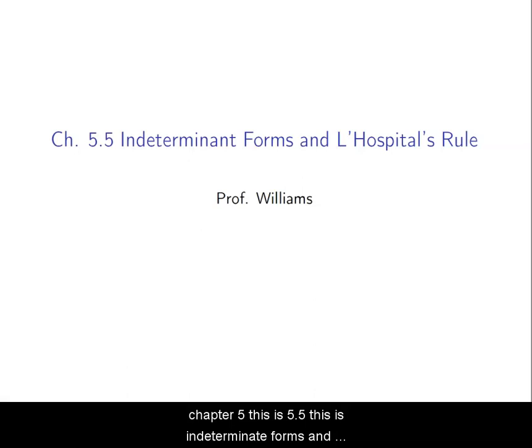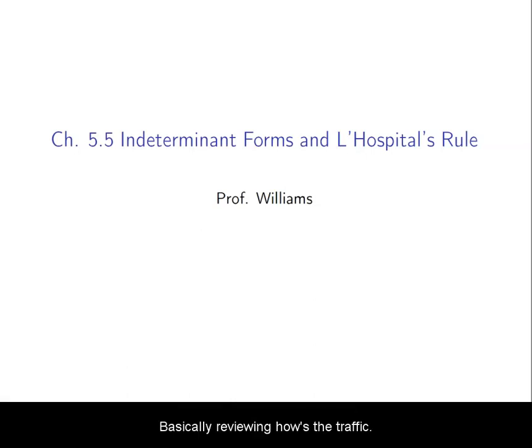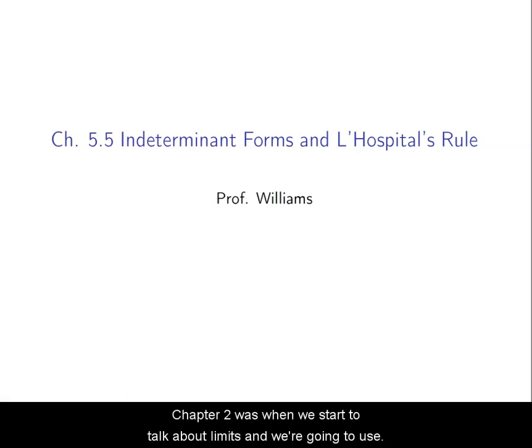This is 5.5, Indeterminate Forms and L'Hopital's rule. So we're bringing it almost all the way back, right? We start off reviewing functions, basically algebra, trig, pre-cal, for chapter 1. Chapter 2 was when we started to talk about limits and the different ways of finding limits. So we're going all the way back to limits, basically, okay?